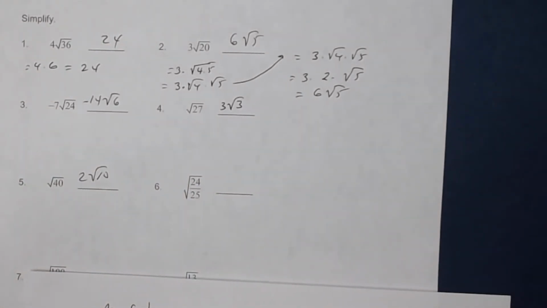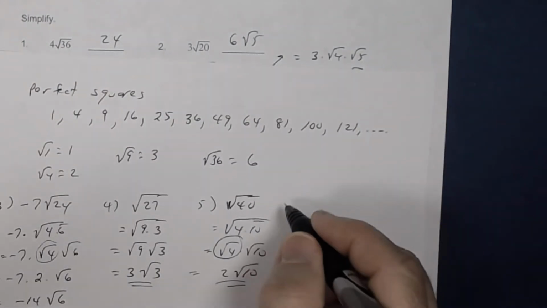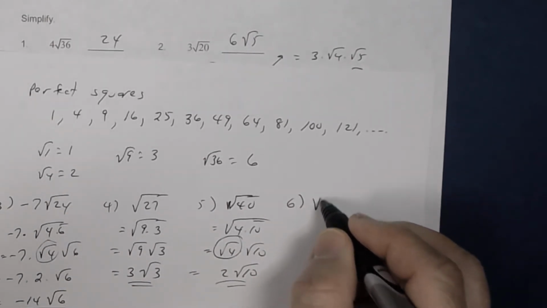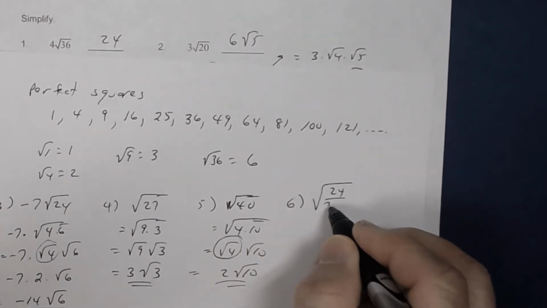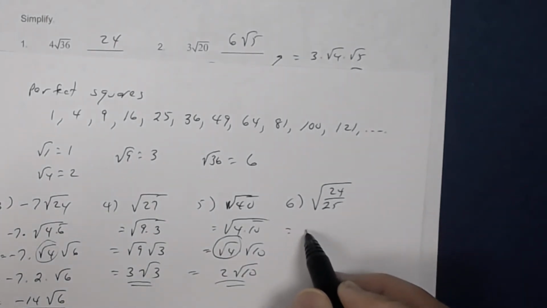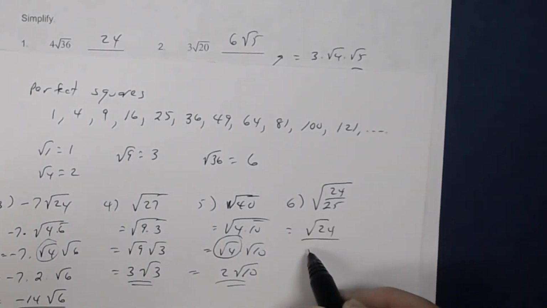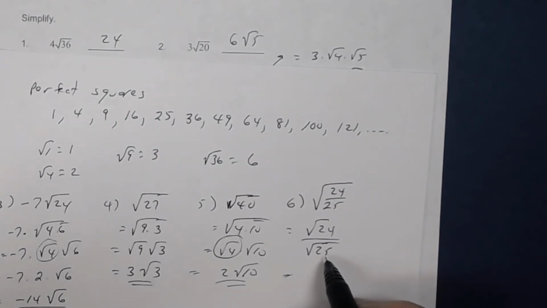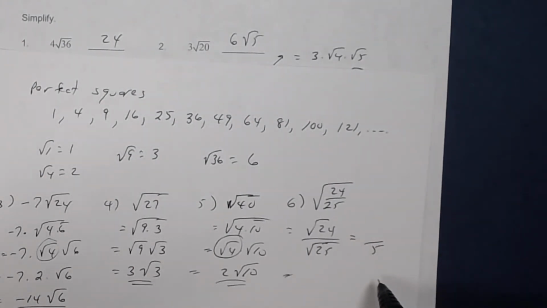Okay, number 6, you're taking the square root of a fraction. No big deal. I can handle that. So number 6, you have the square root of 24 divided by 25. I can rewrite this as the square root of the numerator divided by the square root of the denominator. Let's look at the denominator first. The square root of 25. Well, 25 is already a perfect square. So what's the square root of 25? Yep, it's 5.